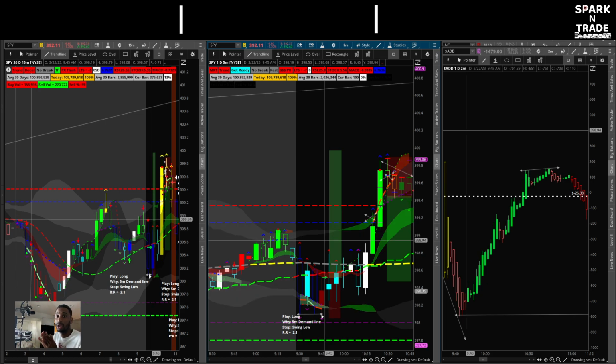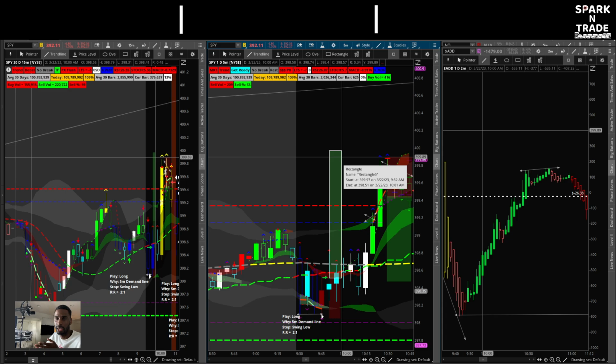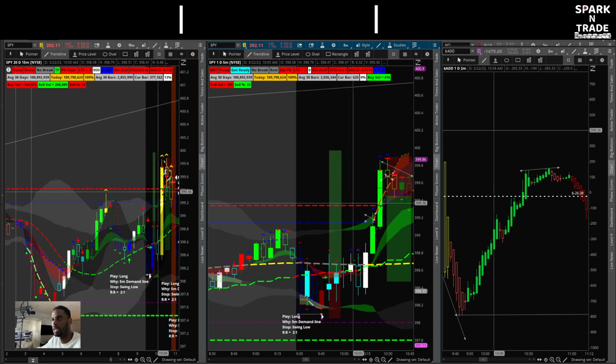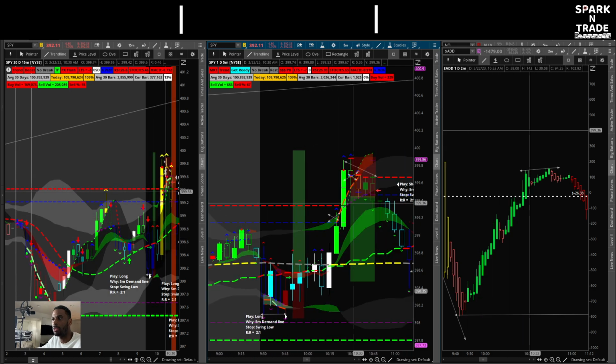All right, we're not really going to do major pullbacks, right? Especially if we're this close to target. All right, so we didn't quite get to target, but we definitely got a nice risk reward out of that trade. So let's talk about the next trade.